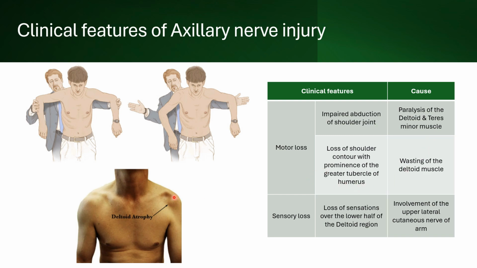And there is loss of the shoulder contour with the prominence of the greater tubercle of humerus, and this is because of wasting of the deltoid muscle. There is sensory loss also over the lower half of the deltoid region, and this is because of the involvement of the upper lateral cutaneous nerve of arm.